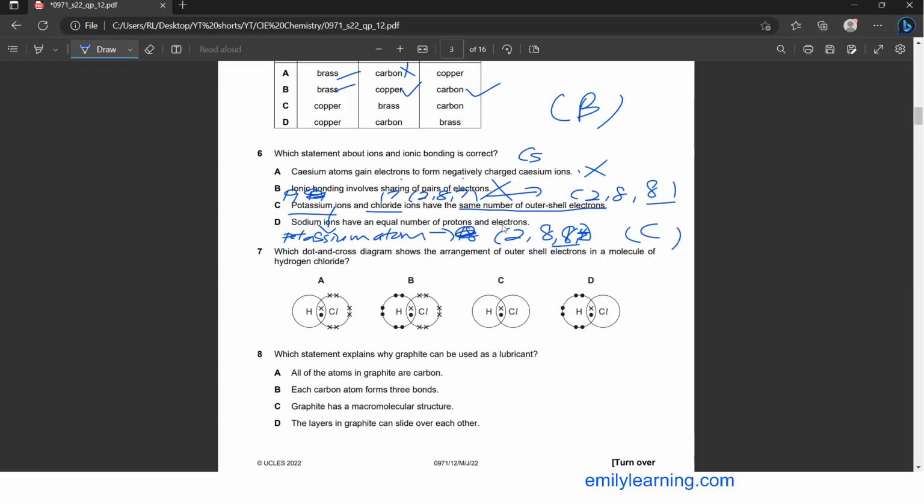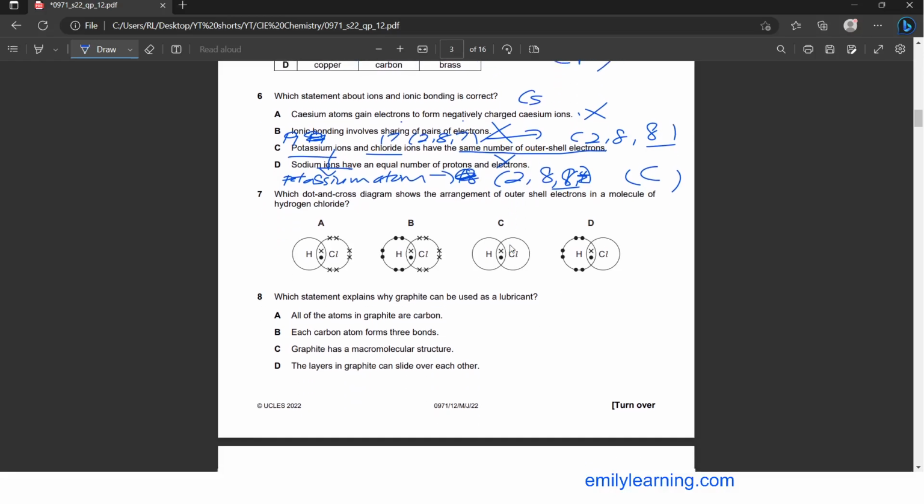Sodium has an equal number of protons and electrons. Not true, because it's an ion. For ions, they do not have the same number of protons and electrons. That's why they are charged.